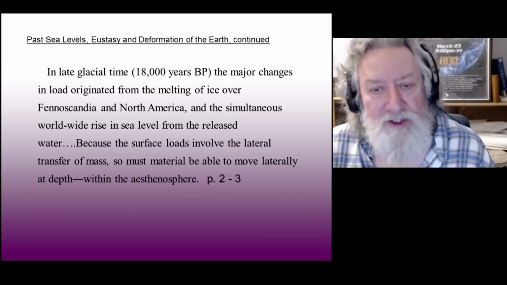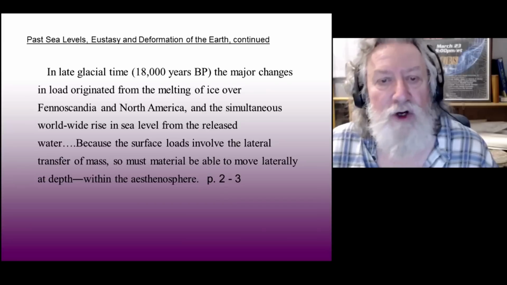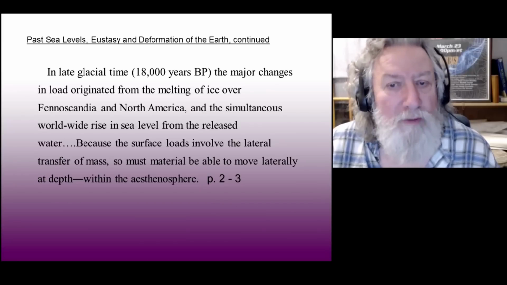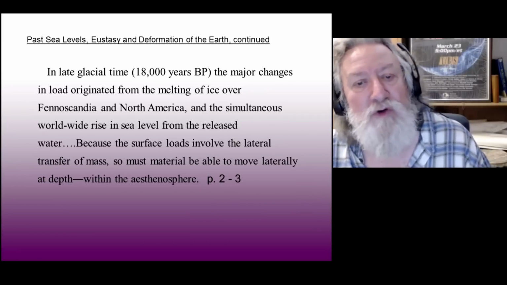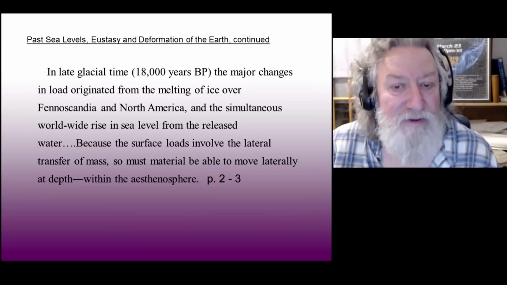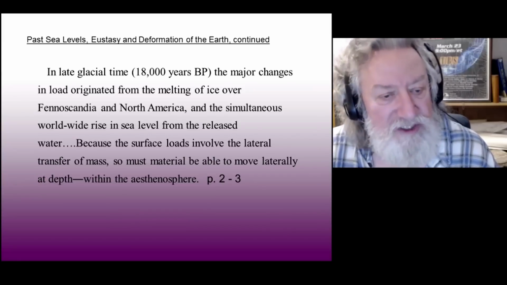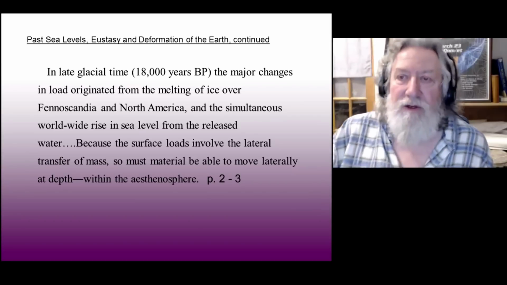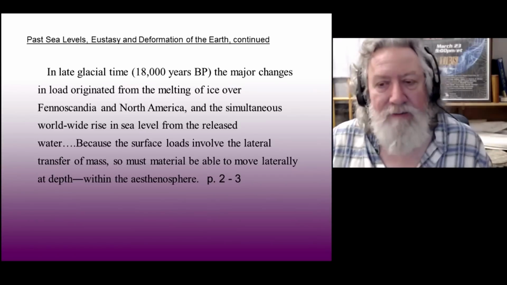Because the surface loads involve the lateral transfer of mass, so must material be able to move laterally at depth within the asthenosphere. Now, you see what we're talking about there? I recognize that he's saying what you were saying earlier, basically, that it can't move out and remain balanced in terms of the center of mass. Isn't that what you were talking about? It has to have some lateral motion.